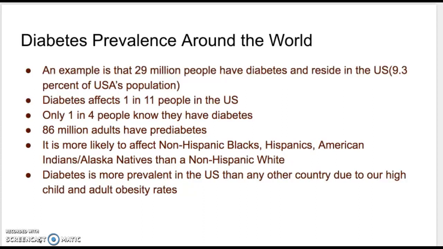In other words, diabetes affects 1 in 11 people in the United States, and only 1 in 4 people actually know they have it. 86 million adults have prediabetes. It is more likely to affect non-Hispanic blacks, Hispanics, American Indians, and Alaska Natives than non-Hispanic whites. Diabetes is more common in the United States than any other country in the world. It's because of the high rate of child and adult obesity.